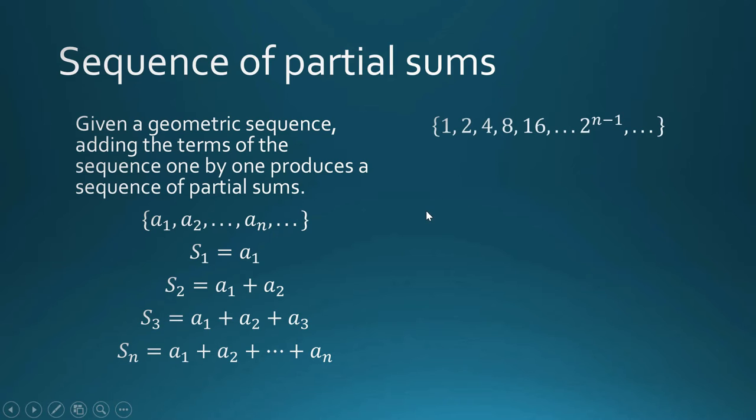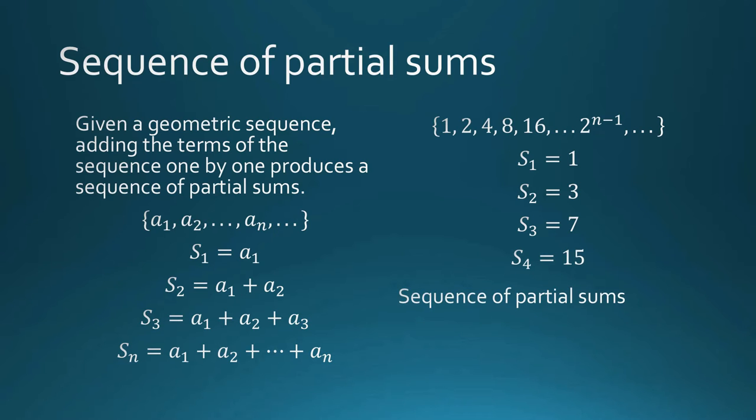So let's say, for example, this is our geometric sequence. What is the common ratio, by the way, of this sequence? It's 2. Let us add the terms one by one. So the first sum is 1. The second sum is 1 plus 2, that's 3. The third sum is 4 plus 3, that is 7. The fourth sum is 8 plus 7, that's 15. So our new sequence, which is a sequence of partial sums, is 1, 3, 7, 15, so on and so forth.